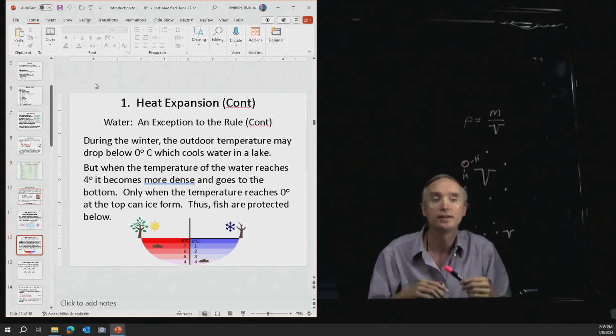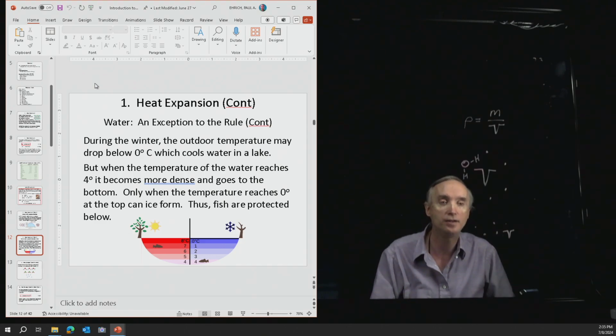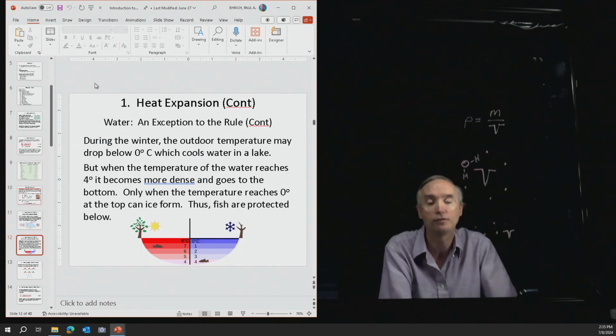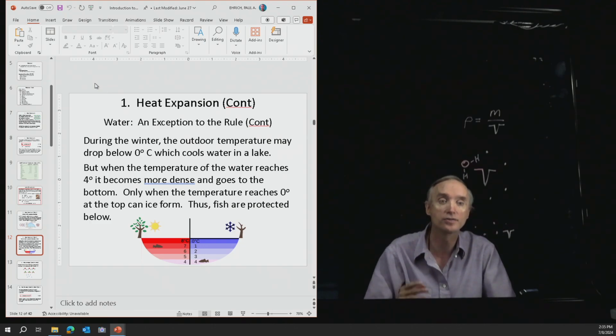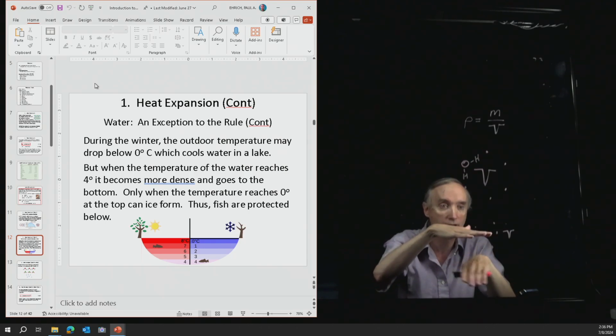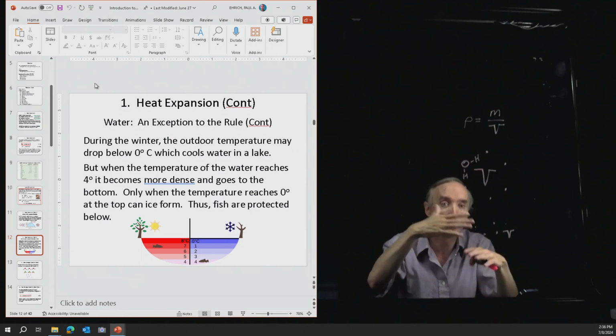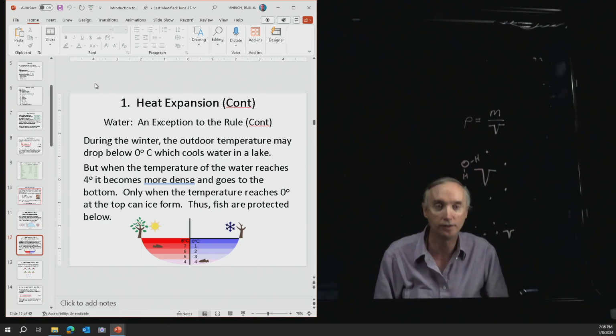So notice that this will keep a lake from freezing prematurely. And also, the ice on the top is going to act like a barrier to keep the water underneath it warmer. And so this means that the fish will be able to live underneath the ice in this lake.